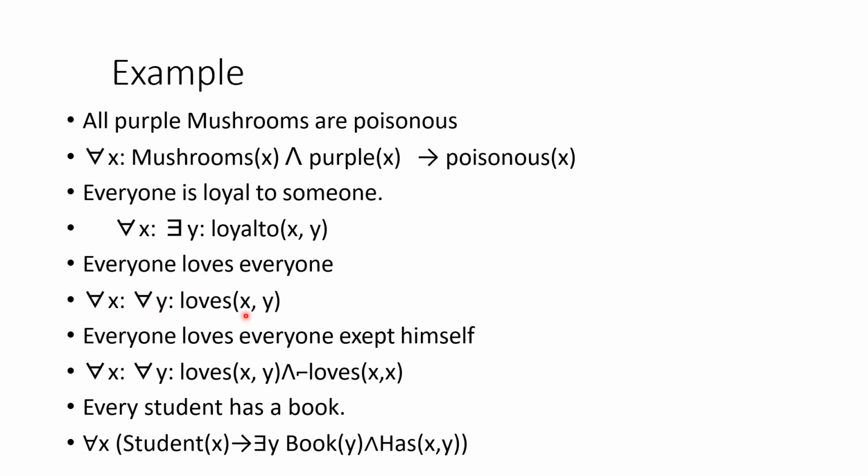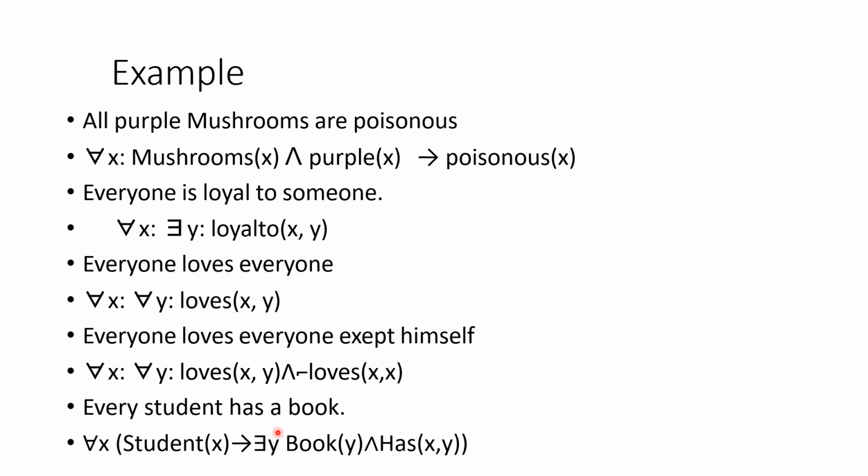Then loves x comma y. Then everyone loves everyone except himself. So everyone loves everyone we already represented: for all x, for all y, loves x comma y, except himself. That means x doesn't like x, but x likes y. So how can we represent that x doesn't like x? We can represent it using negation. You can see here not loves x comma x.